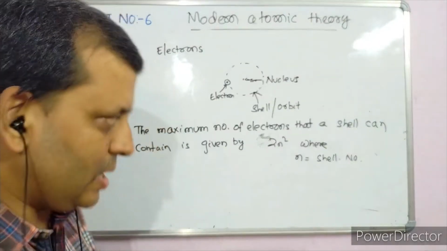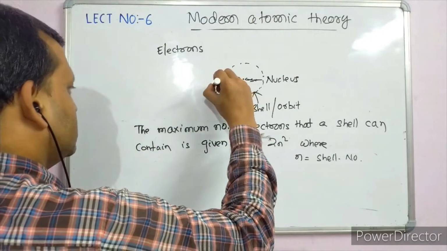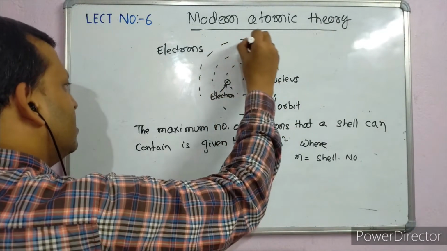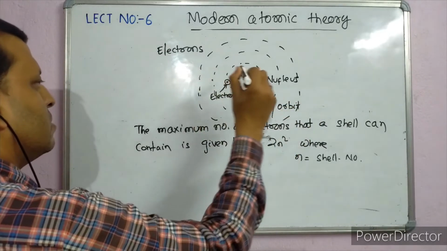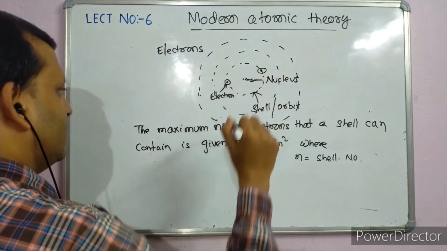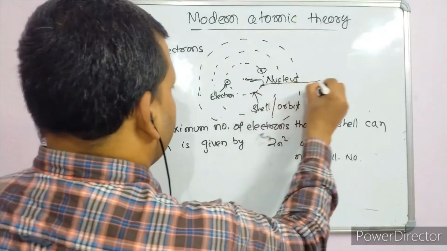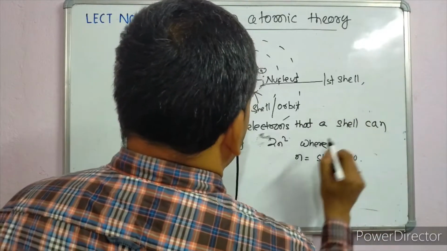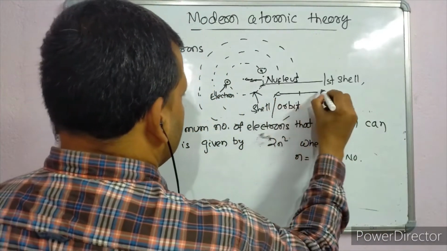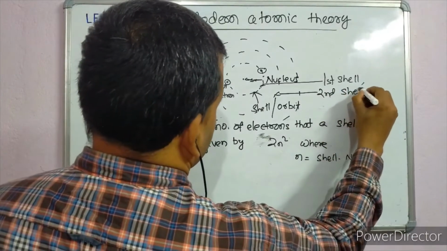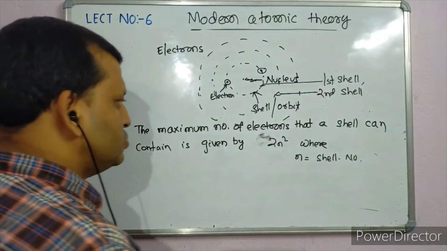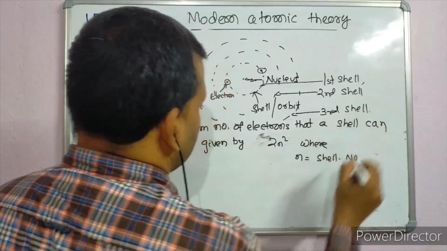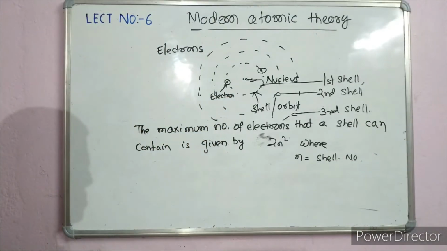I told you that there can be a number of shells. So let me say this is another shell, and this is another shell. These are the electrons revolving in the first shell. So this is our first shell, that means our n is equal to 1 over here. This is our second shell, that means n is equal to 2. This is our third shell, that means n is equal to 3.